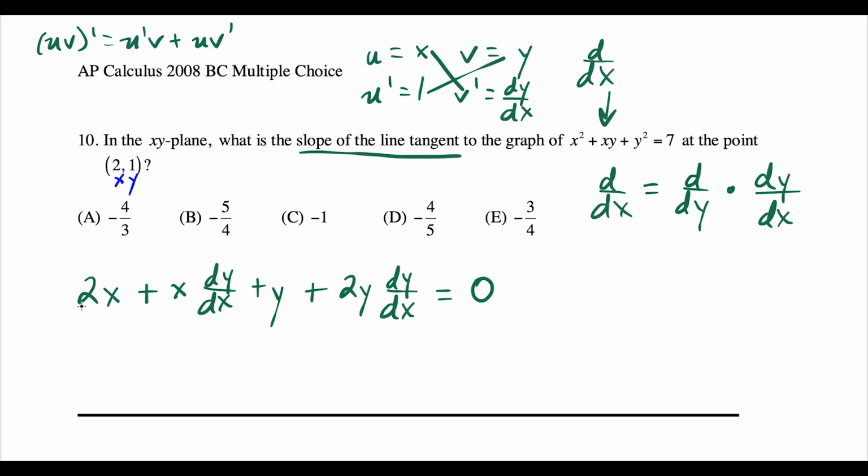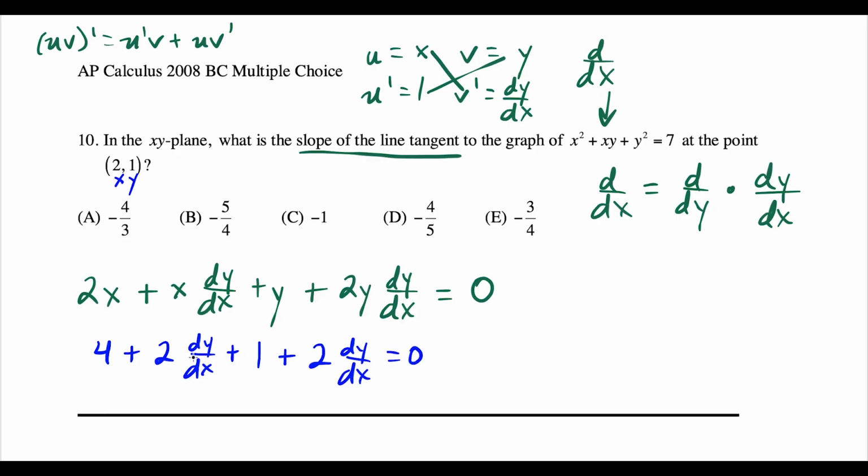So we're doing 2 times 2 here is 4, plus x equals 2, so we have 2 dy/dx. And then we have plus y is equal to 1. And then we have plus 2 times y, which is still equal to 1, so we have 2 dy/dx. And this is equal to 0.